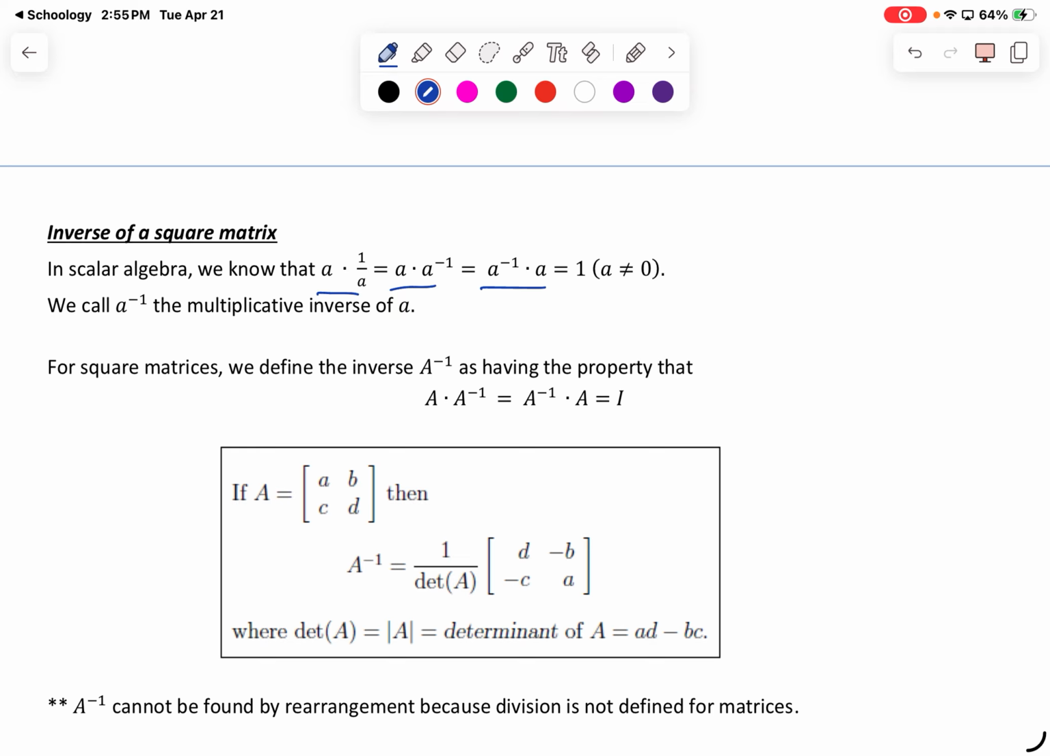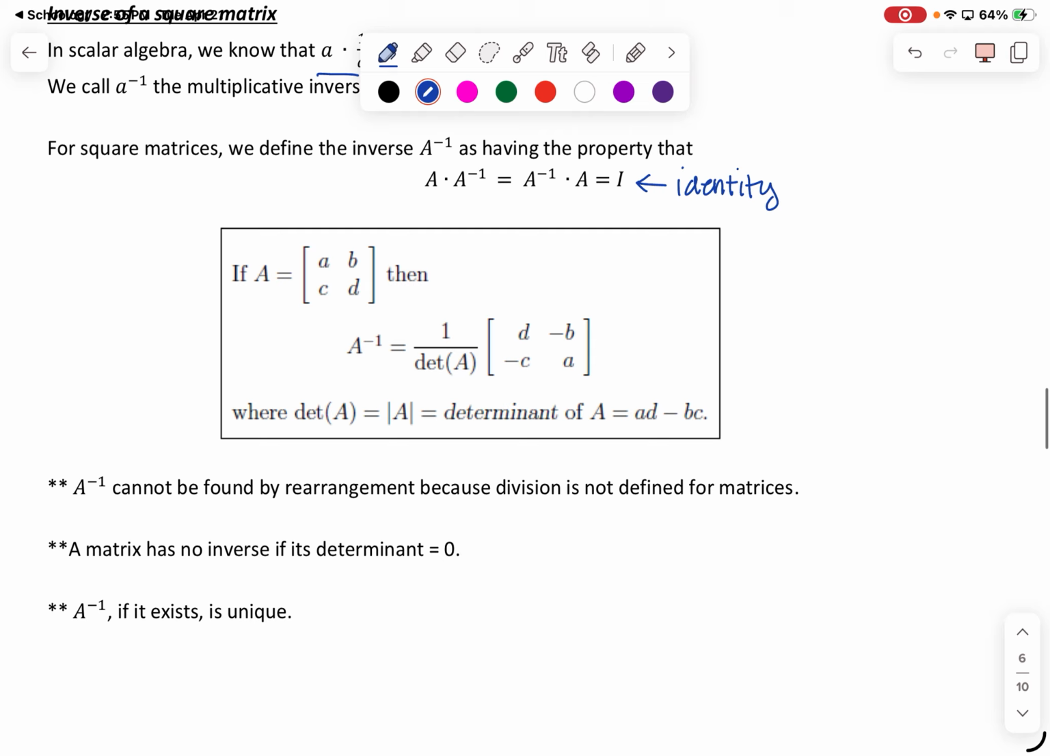We call A to the negative first power the multiplicative inverse of A, okay? For square matrices, we define the inverse, capital A inverse, as having the property that A times A inverse, or A inverse times A, is always gonna give you I, which remember is an identity matrix. So if it's a 3 by 3, 2 by 2, 4 by 4, whatever, it's the ones on the diagonal from upper left to bottom right and zeros everywhere else, okay?